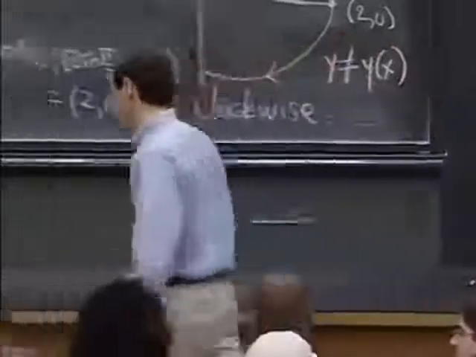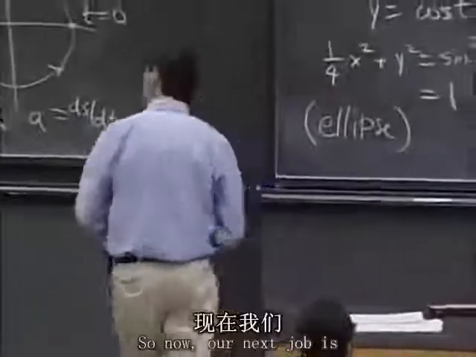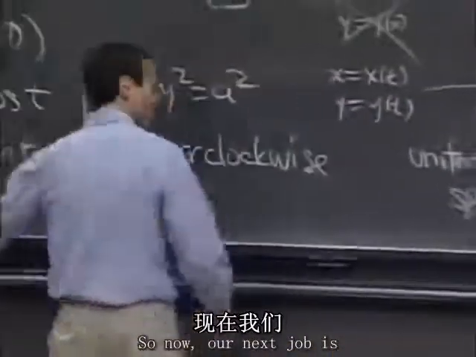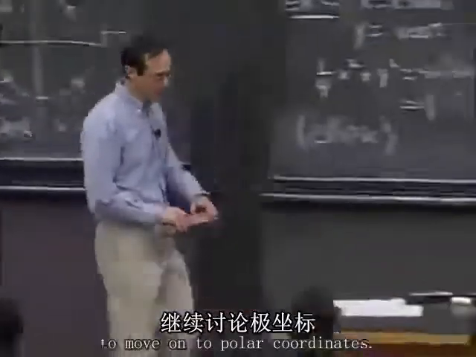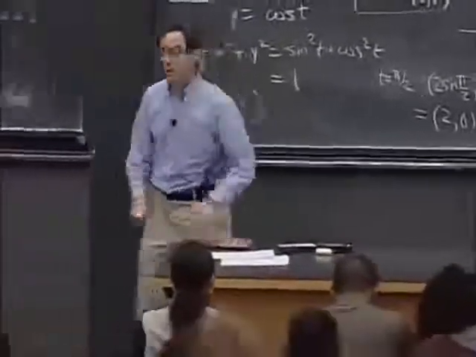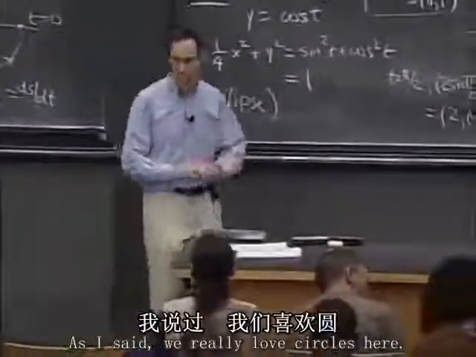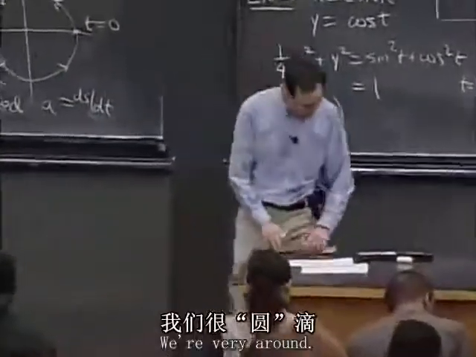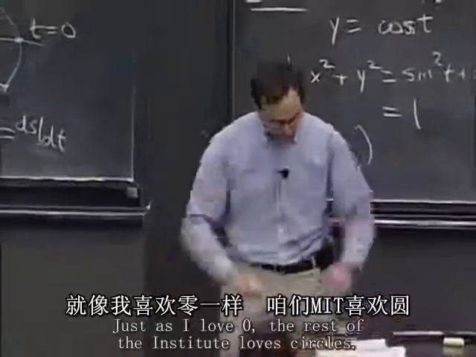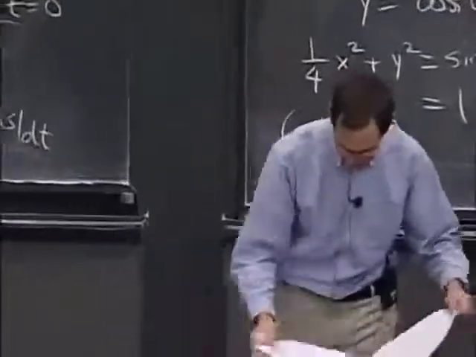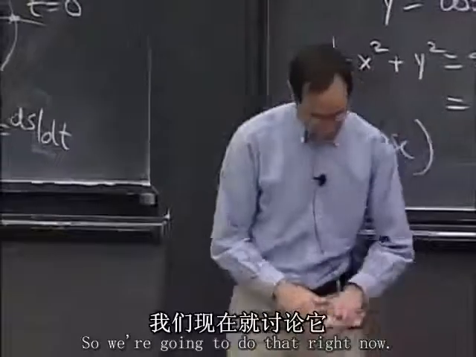All right. So now our next job is to move on to polar coordinates. Now, polar coordinates involve the geometry of circles. As I said, we really love circles. Here, we're very round. Just as I love 0, the rest of the Institute loves circles. So we're going to do that right now.